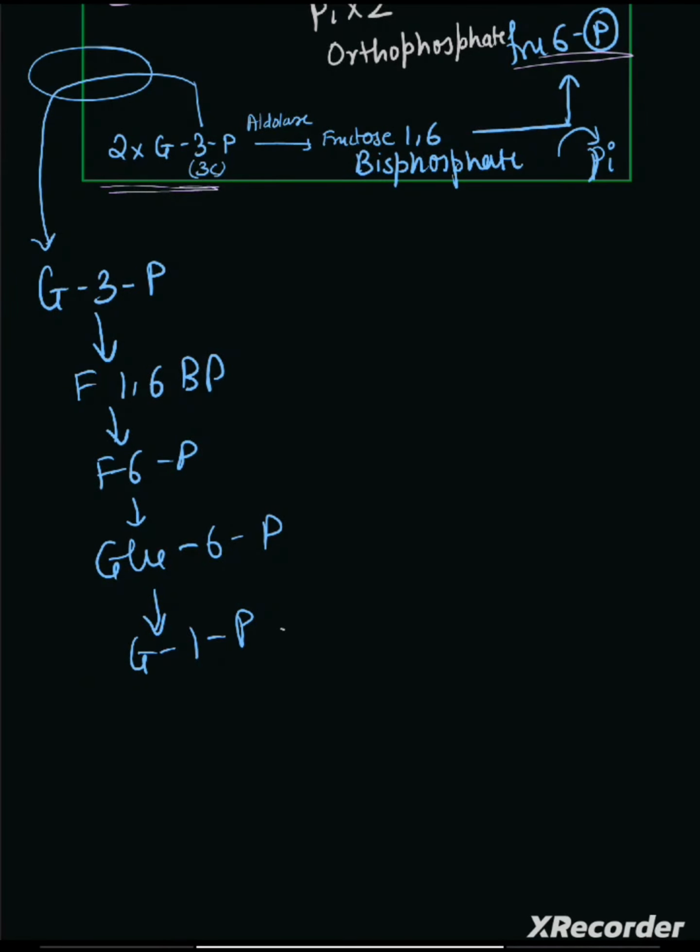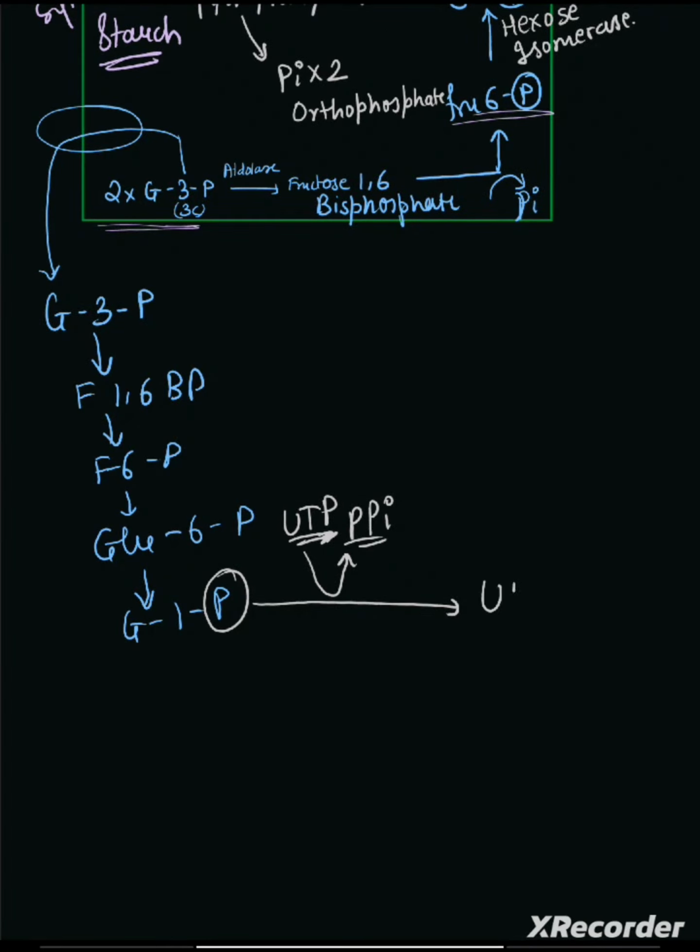From here what happens is that we use something called UTP, not ATP. We are using UTP, and pyrophosphate will be released. This phosphate will be removed. Phosphate from UTP will be removed, and what we will get is UDP glucose. Okay, we got UDP glucose.